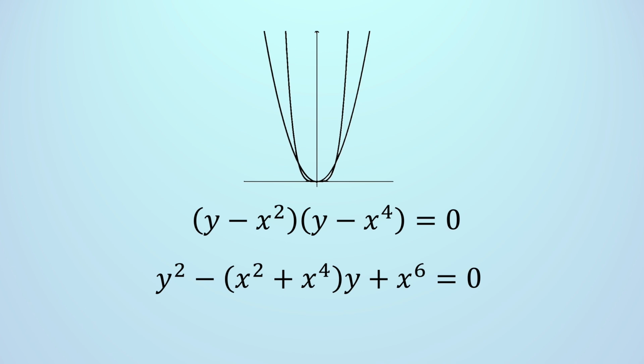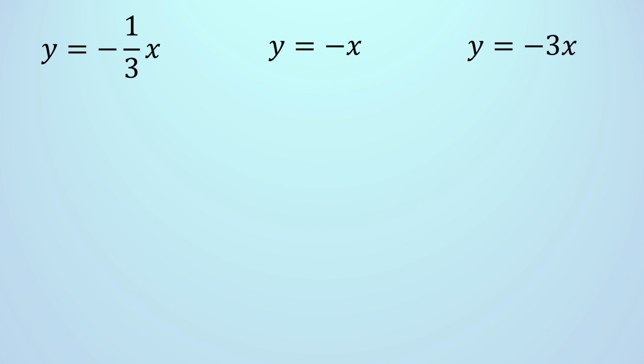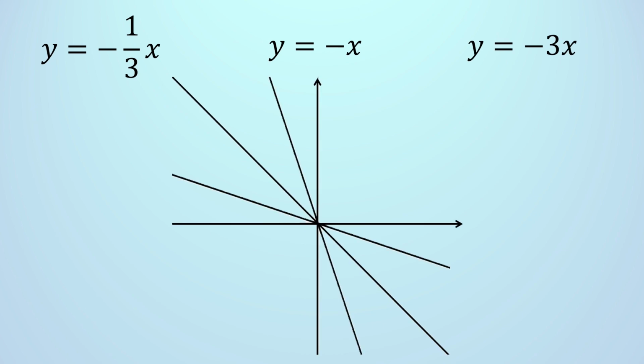And the cool thing is we don't just have to stop there. You could combine any number of graphs that you wanted to using this same process. For instance, what happens if we wanted to combine the graphs of y equals minus x, y equals minus 1/3 x, and y equals minus 3x all into one graph, which by the way would look like this?